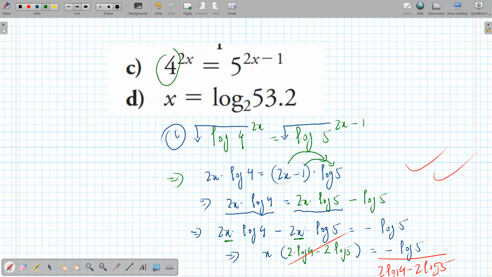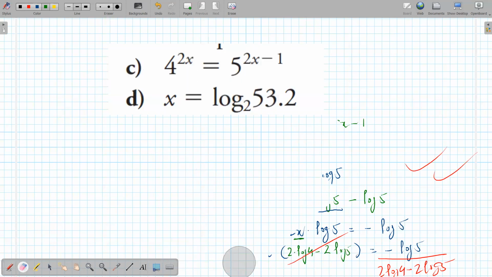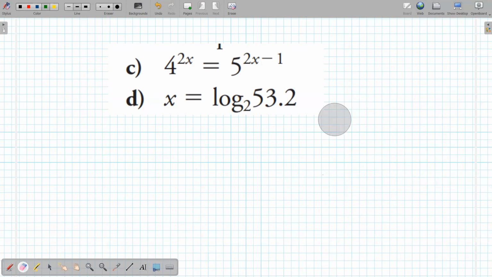So if you can't write the base in terms of the other base, that's when you want to use logs, but make sure there's one term on each side of the equation. Otherwise, you probably have to clean things up a bit.